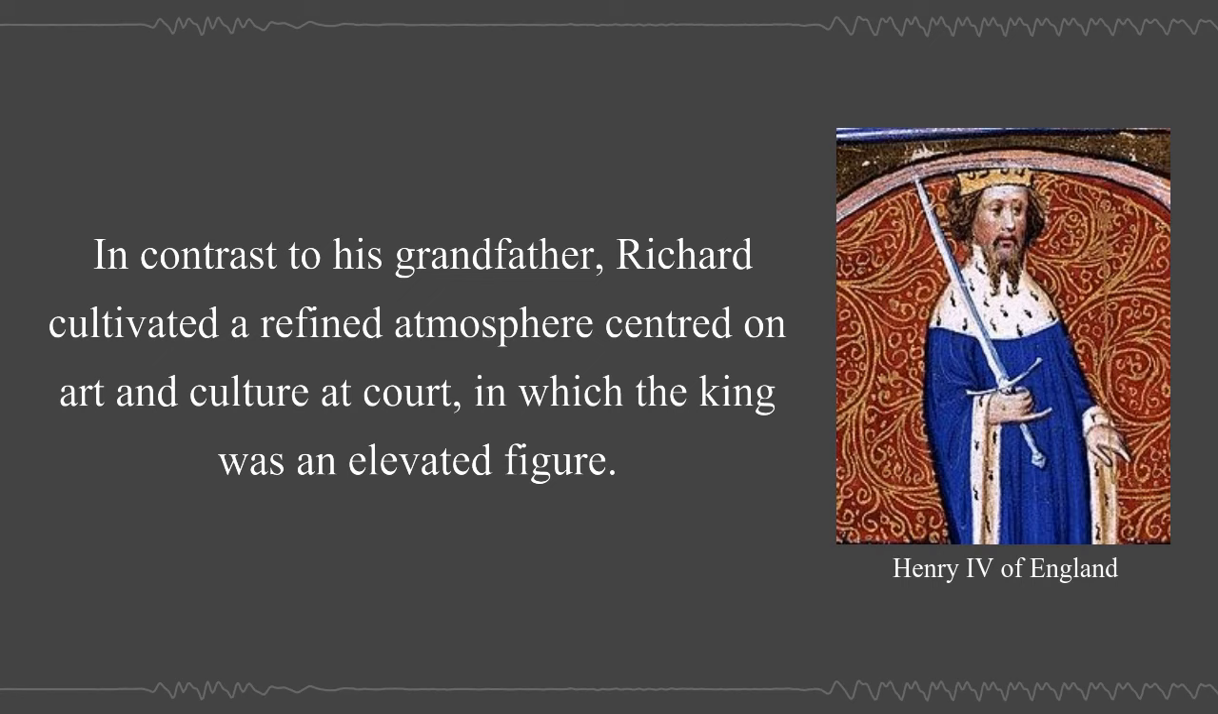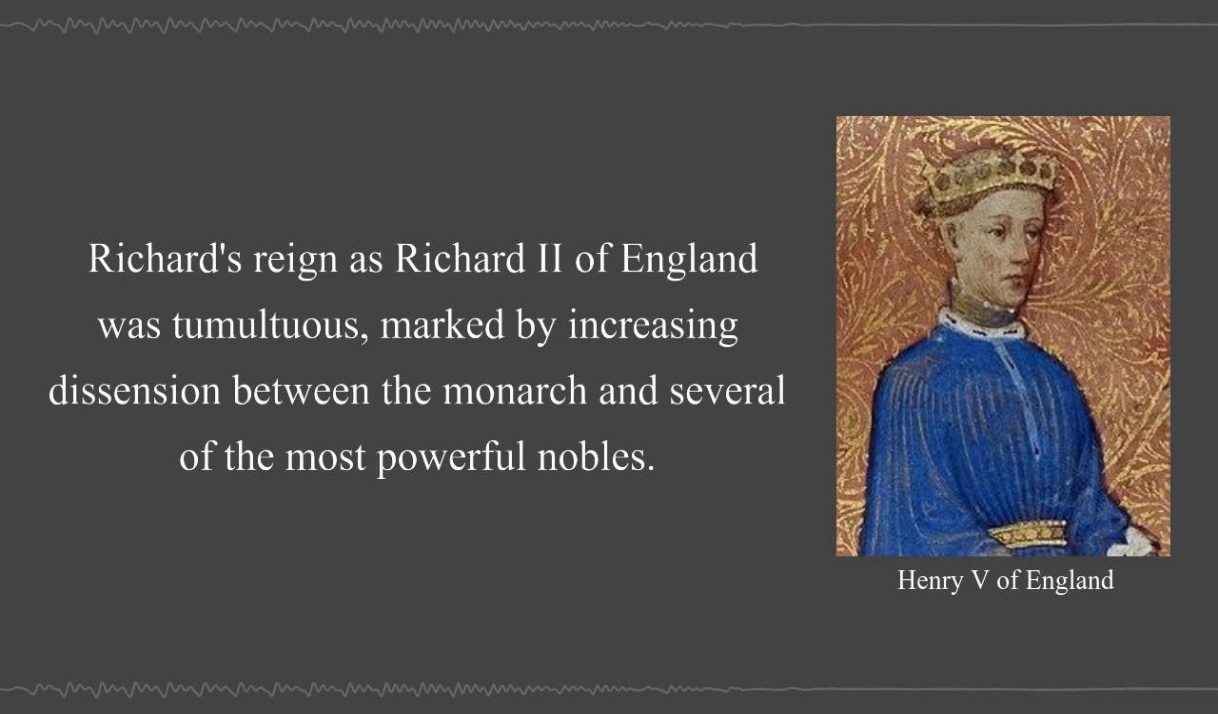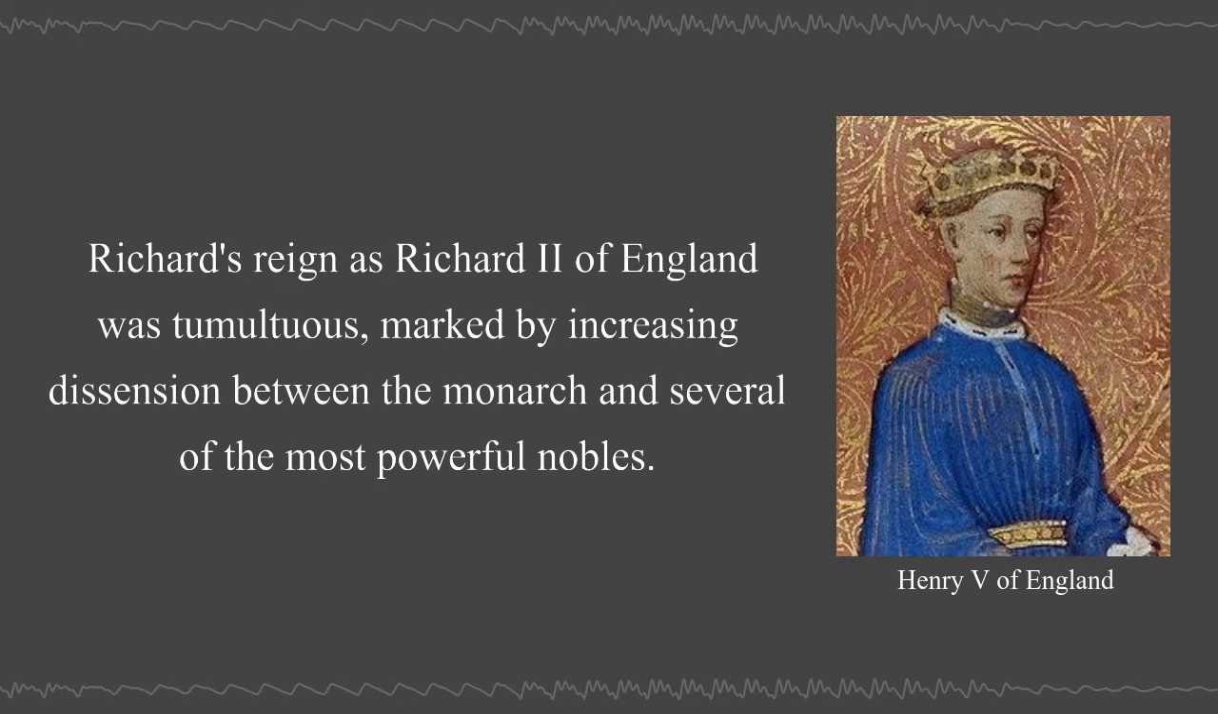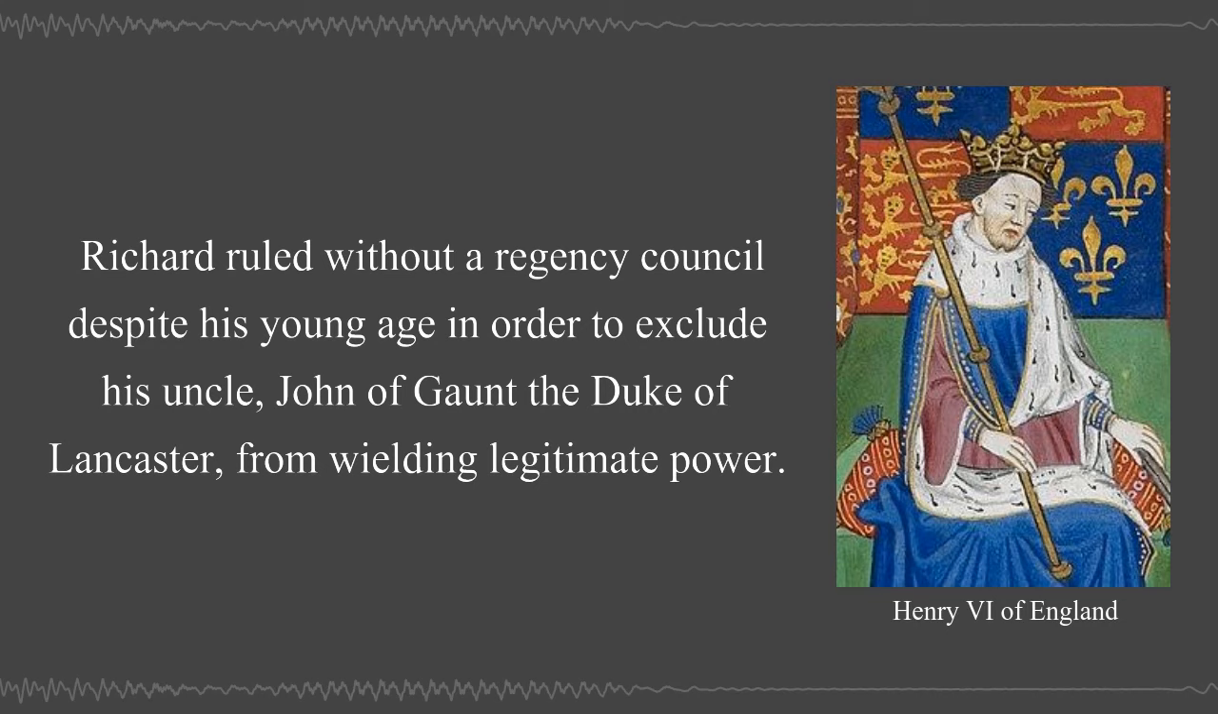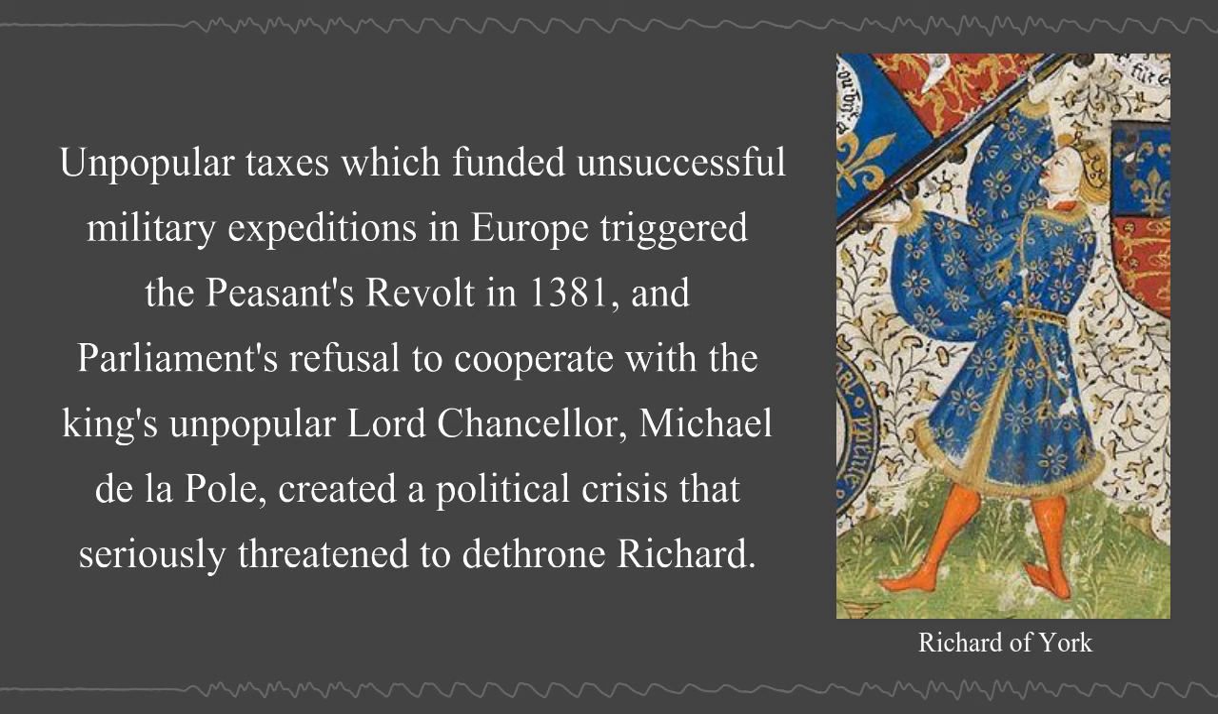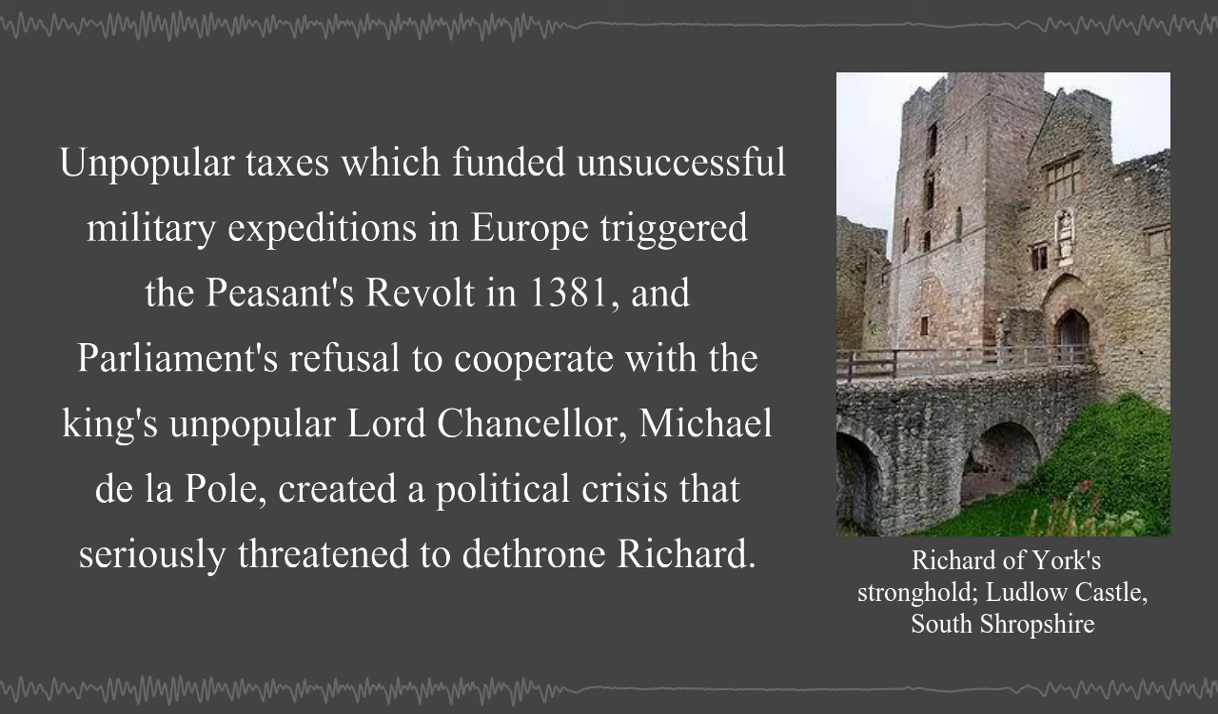Richard's reign as Richard II of England was tumultuous, marked by increasing dissension between the monarch and several of the most powerful nobles. Richard ruled without a regency council despite his young age in order to exclude his uncle, John of Gaunt, the Duke of Lancaster, from wielding legitimate power. Unpopular taxes, which funded unsuccessful military expeditions in Europe, triggered the Peasants' Revolt in 1381, and Parliament's refusal to cooperate with the king's unpopular Lord Chancellor Michael de la Pole created a political crisis that seriously threatened to dethrone Richard.